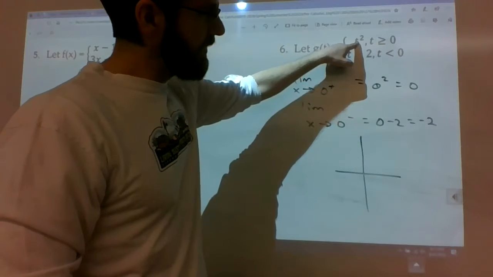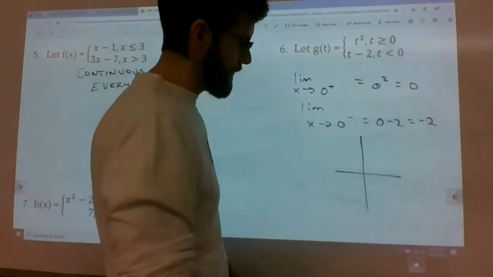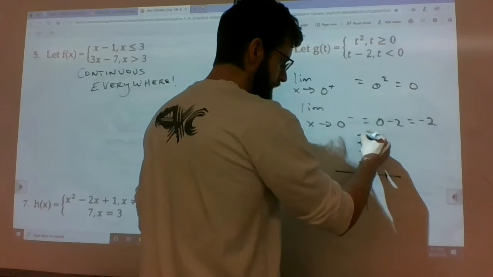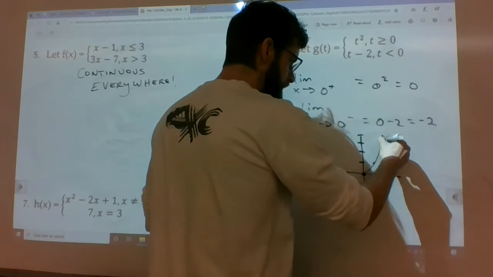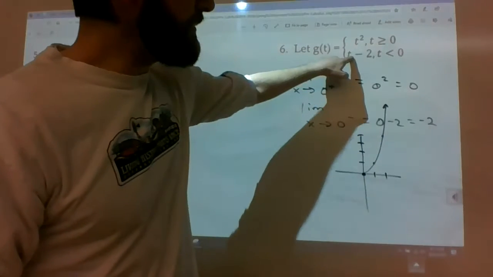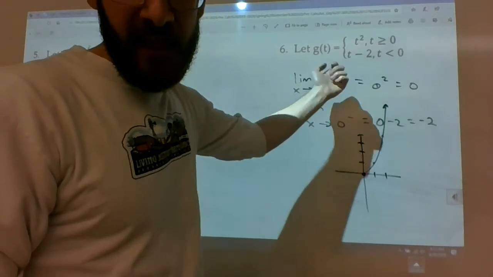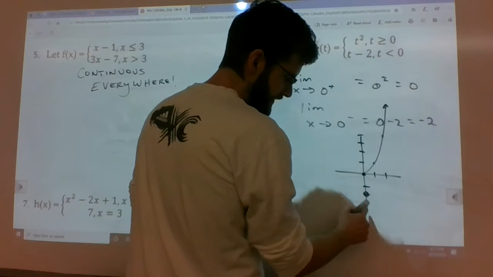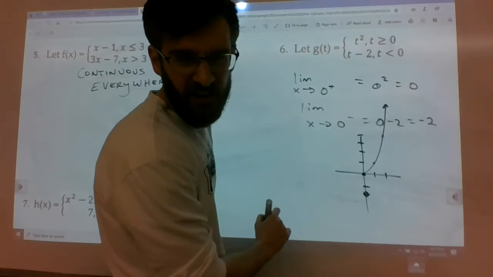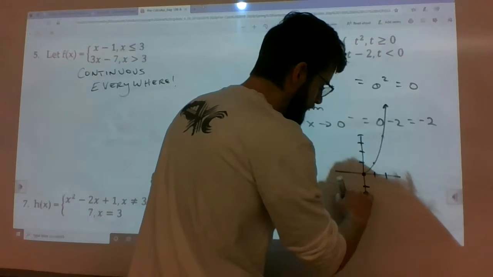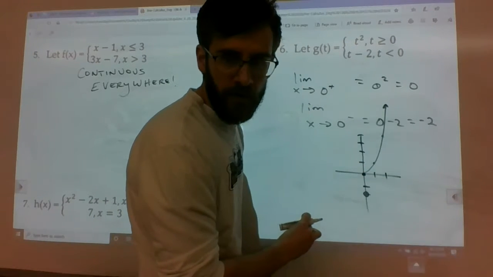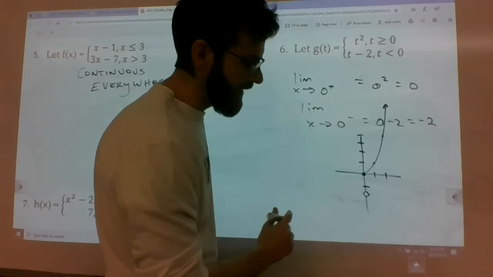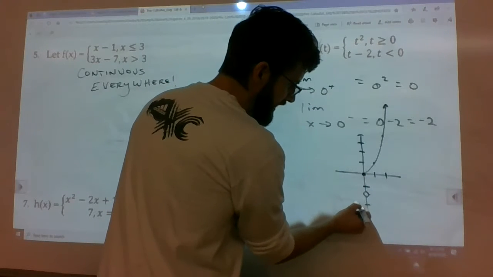Here's t squared, only if I graph greater than or equal to 0. Here's t minus 2 if I only graph less than 0. That's an open circle right there. It's hard to see it on the video. Down 1, left 1.